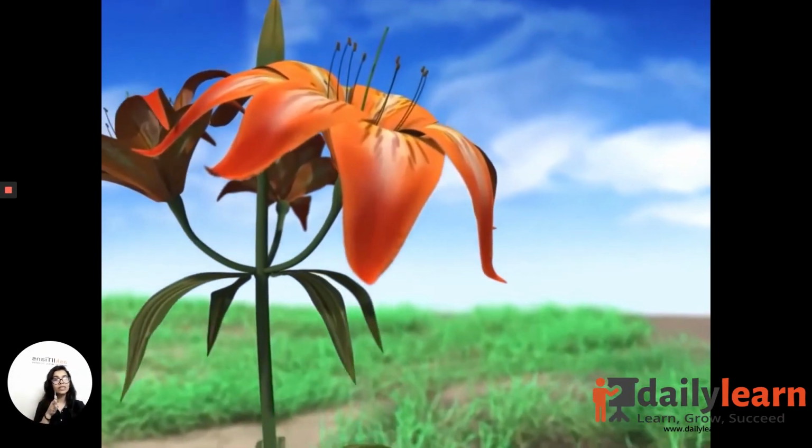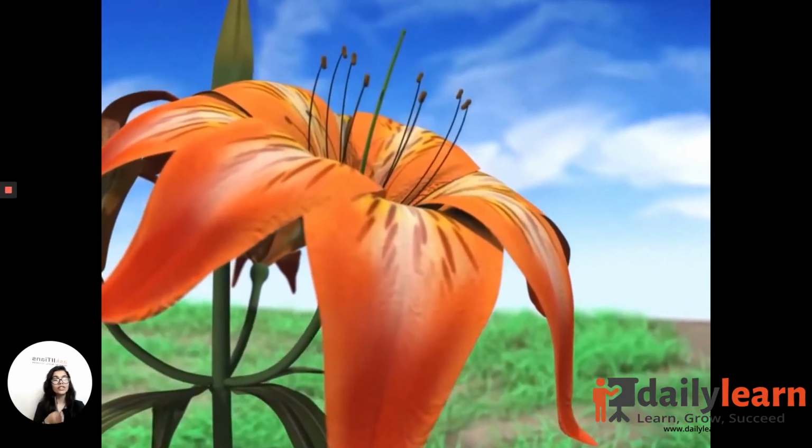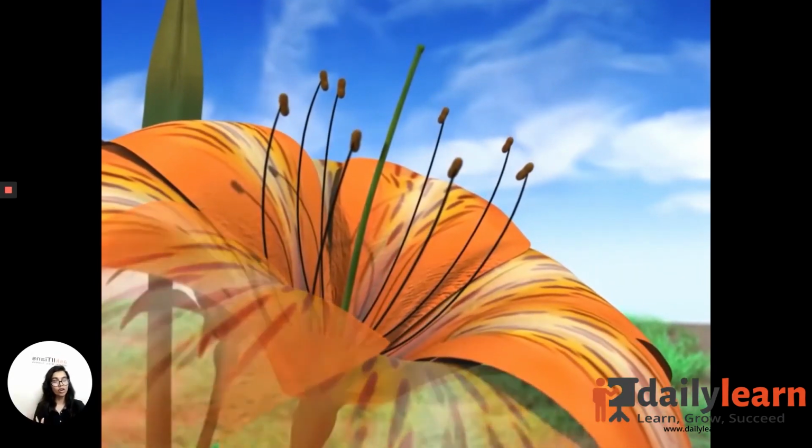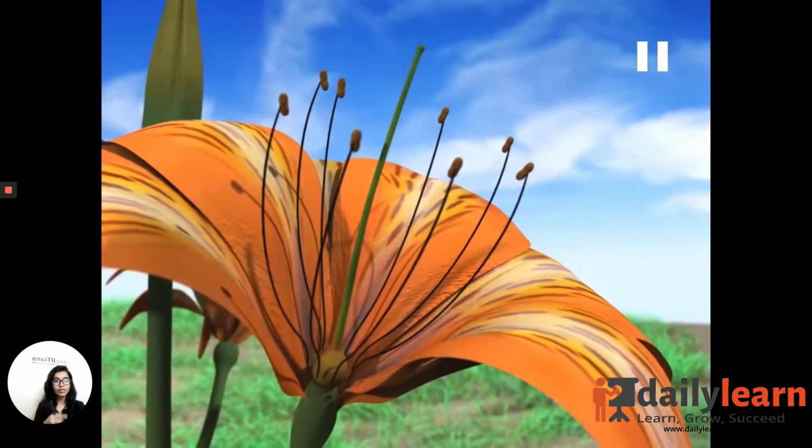Now, if we see the cross section of this entire plant, we'll be able to see the image that I was writing on just now. This is the exact image in which we discuss the ovary, style, stigma, filament, and anther. That is the female reproductive part and male reproductive parts respectively, right?